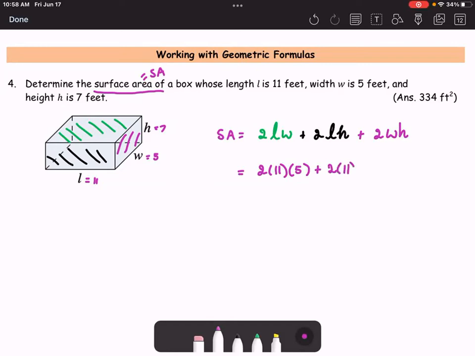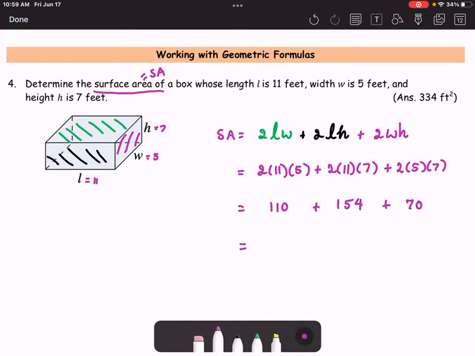L is 11 and the height is 7. W is 5. The height is 7. And then simplify the numbers. 2 times 11 times 5, that becomes 110. 2 times 11 times 7, that is 154. And 2 times 5 times 7, that is 70.